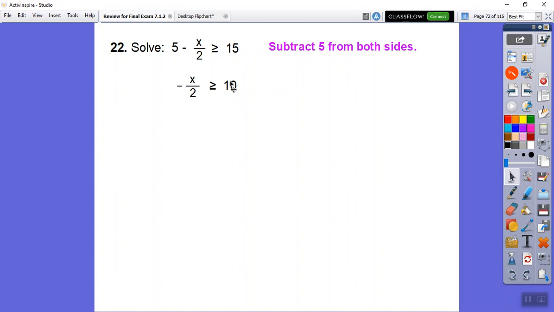When I multiply this by negative 2, remember when you multiply or divide by a negative, the inequality flips in the opposite direction. So let's multiply by negative 2. And it flips, so x is less than or equal to negative 20.